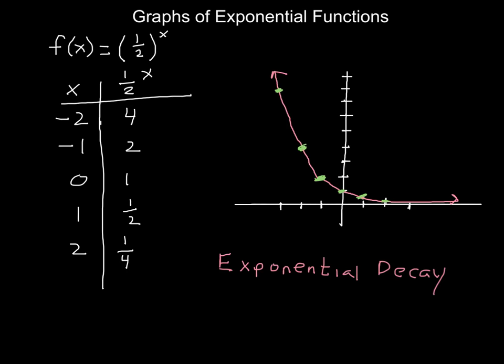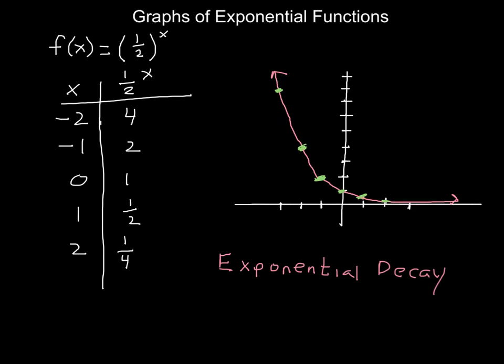Welcome back. Now take a look at, compare your results to what I have in my table. 1/2 to the x. When I put in -2, 1/2 to the -2 power came out to be 4. When x was -1, I got 2. When x is 0, I got 1 again, which is what I should get because I'd have 1/2 to the 0 power, and any number raised to the 0 power is going to be 1. When I put in 1, I get 1/2, and when I put in 2, I get 1/4. Now this function is what's called exponential decay.